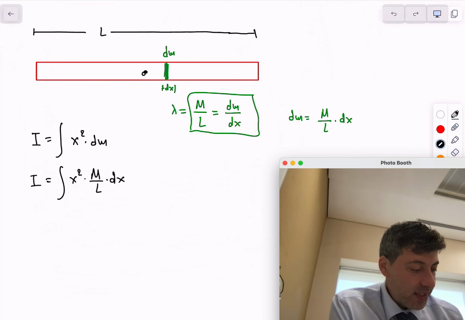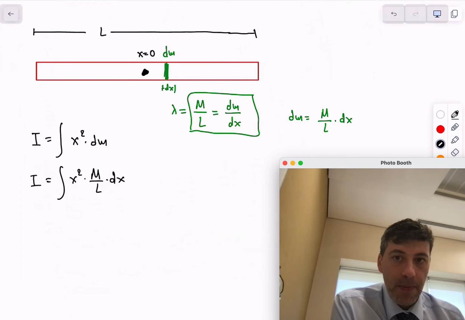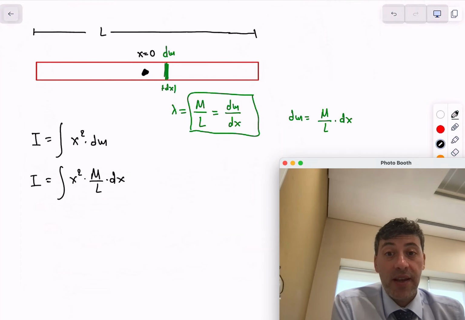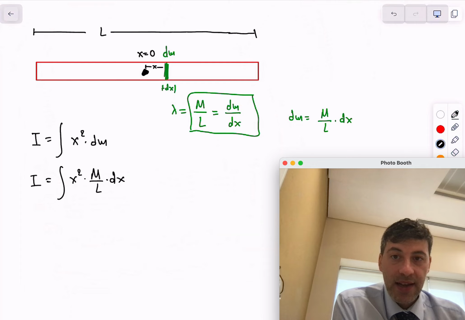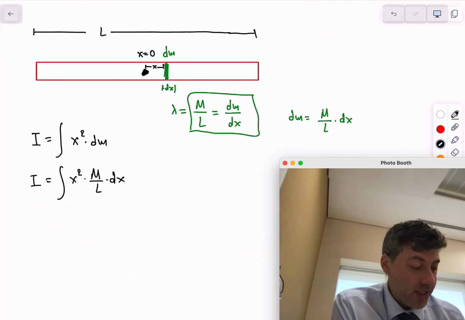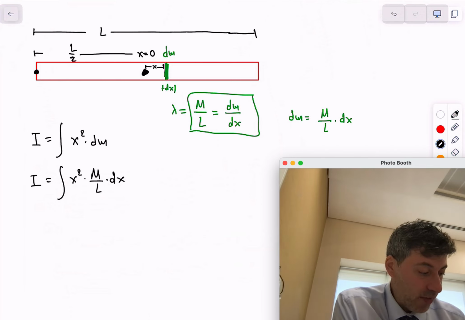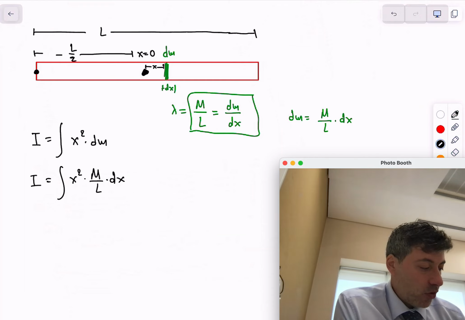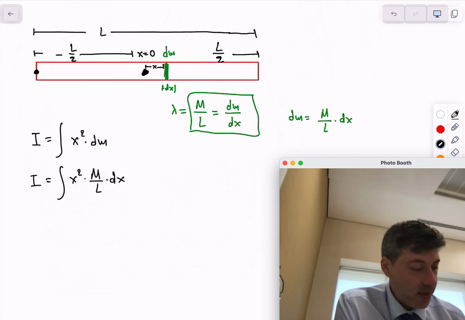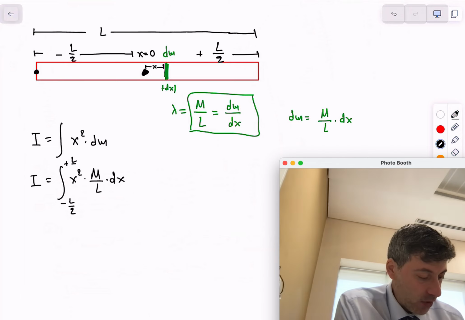And if we consider that the center of mass is at the origin, and every point dm has a distance that we call x, then the left edge of the rod will be at a distance of L over 2 to the left side, so minus L over 2. And the right side of the rod would be at a distance of L over 2 to the right, so plus L over 2. So the coordinate x varies from minus L over 2 to plus L over 2.